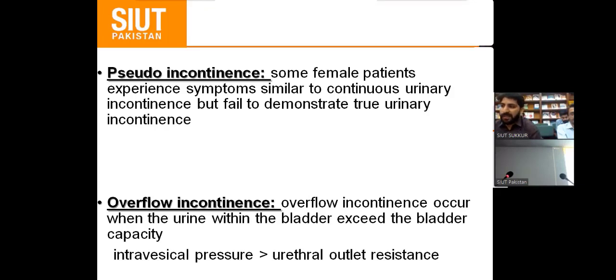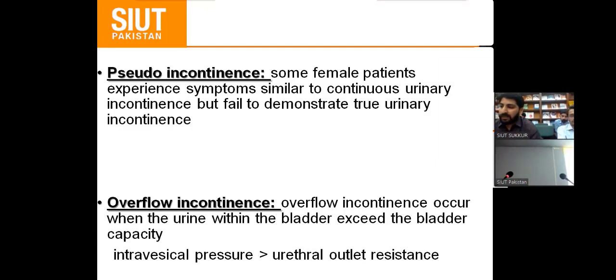Pseudo-incontinence. Some female patients experience symptoms similar to continuous urinary incontinence, but fail to demonstrate true urinary incontinence. An example of pseudo-incontinence is a chronic vaginal discharge. Patients may confuse it with urinary incontinence, and there is another condition called vesicovaginal reflux. It causes the collection of urine in the vault of the vagina, and that causes slow leakage of the urine.